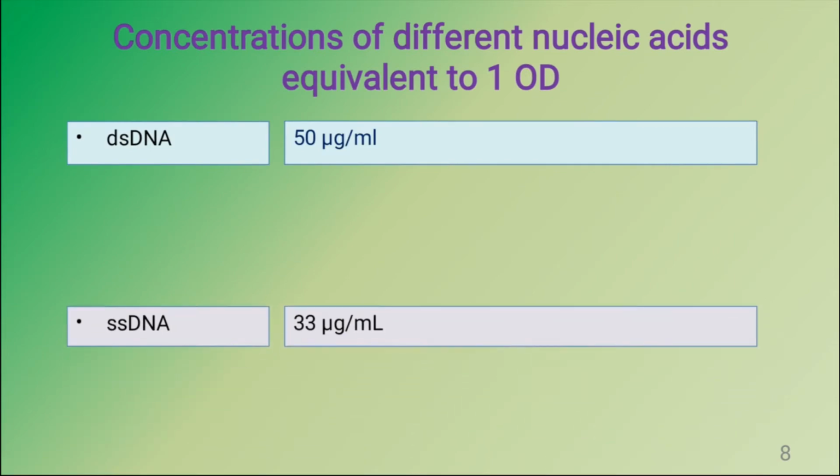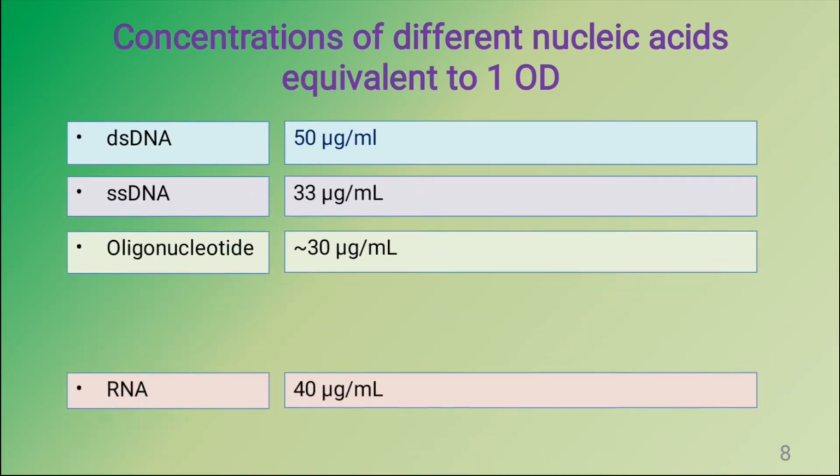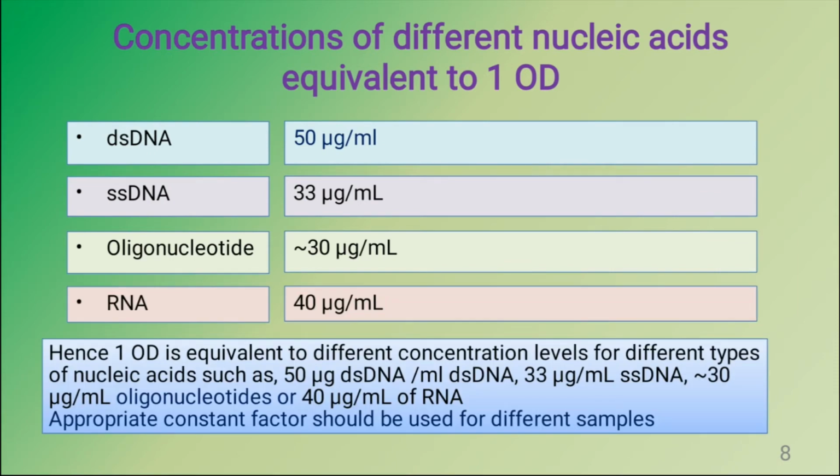So we know different forms of DNA are available, and according to the type of DNA, the absorbance and its concentration will vary. For double-stranded DNA, 50 micrograms of DNA per ml will absorb 1 optical density value. 33 micrograms per ml of single-stranded DNA will absorb 1 OD value of light, and oligonucleotides absorb in the range where 1 OD is equal to 30 micrograms per ml.